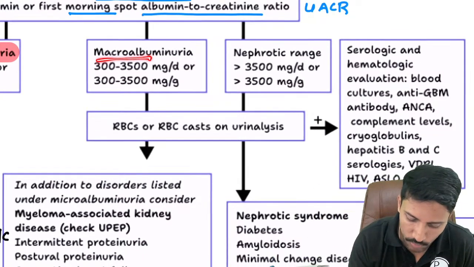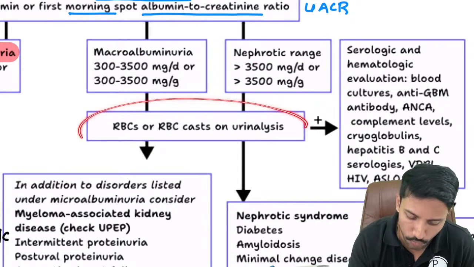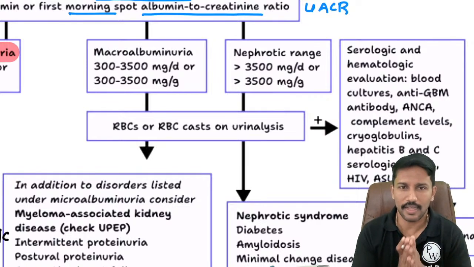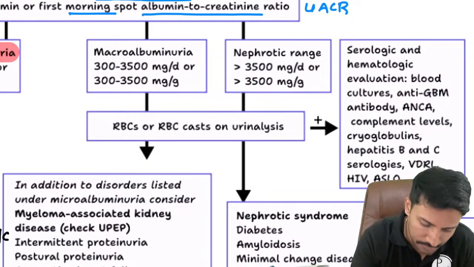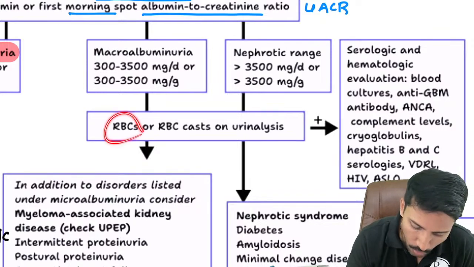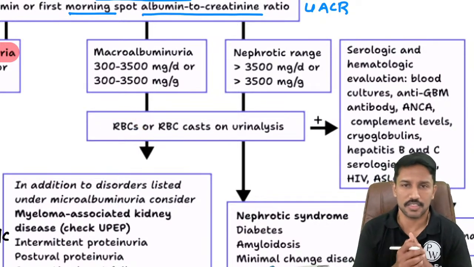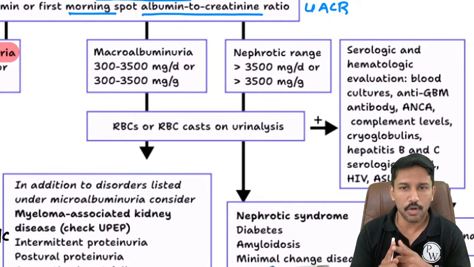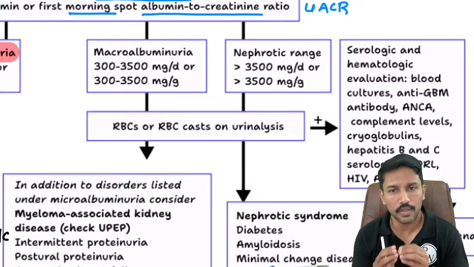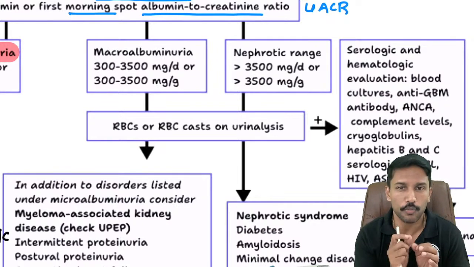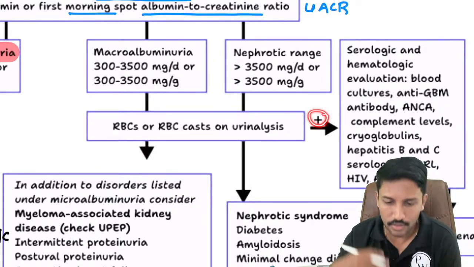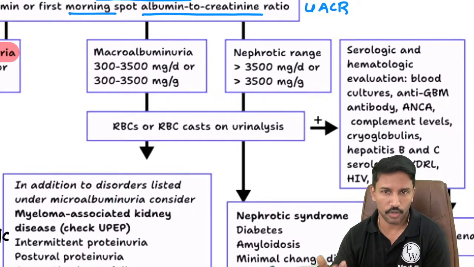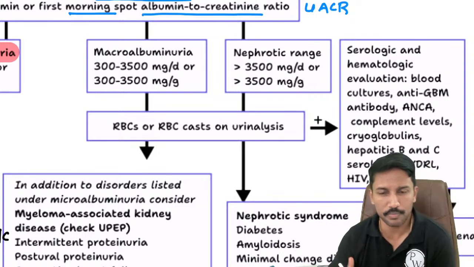So if I have macroalbuminuria or nephrotic range proteinuria, I have to go for urine analysis to get further leads. So what will I get on the urine analysis? RBCs, especially if the RBCs are dysmorphic, or if I get RBC casts. What does that suggest? So remember, the presence of RBC casts or dysmorphic RBCs on urine analysis is suggestive of acute glomerulonephritis. It suggests glomerular injury, right? So now I have to think of the glomerulonephritis causes, like PSGN is a possibility, right? Membranoproliferative glomerulonephritis is a possibility. Lupus nephritis is a possibility.